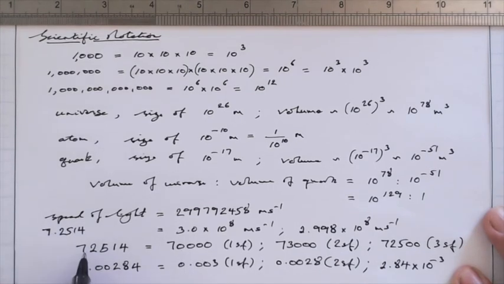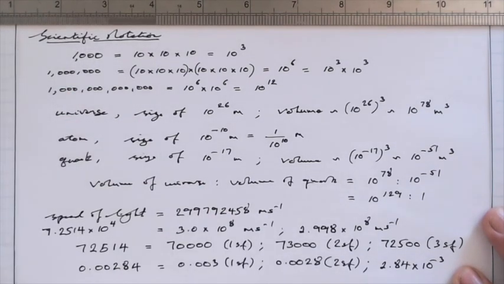Alternatively, this number here in scientific notation would be 7.2514. You see, I've taken the 7 now this way to the decimal place, and then times 10 to the power of 4, because the number is roughly 70,000. You can always do this kind of sense check. The number's roughly 70,000, and 10 to the 4 is 10,000, so I have 7 lots of 10,000.